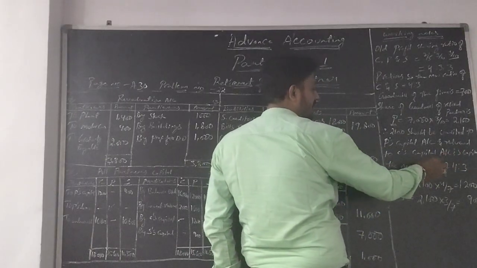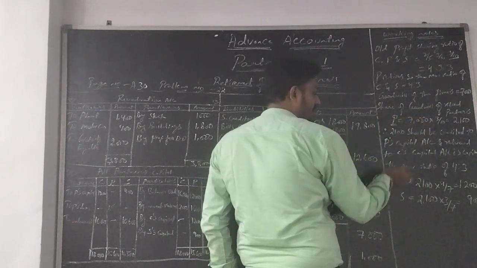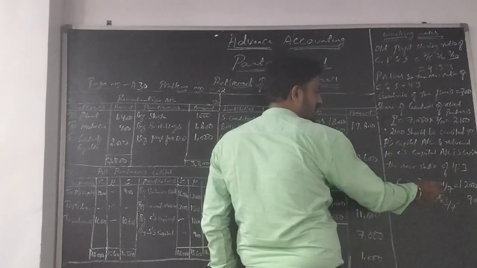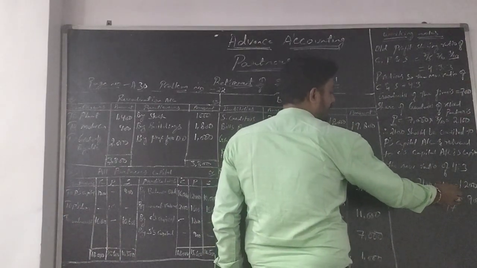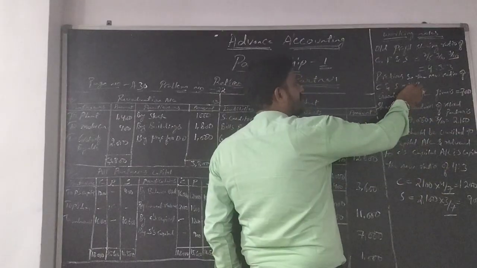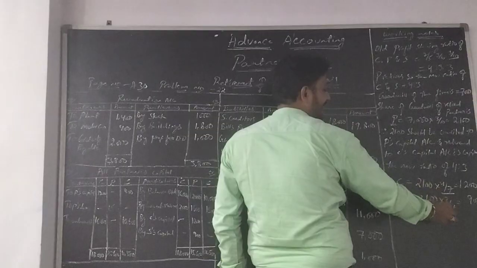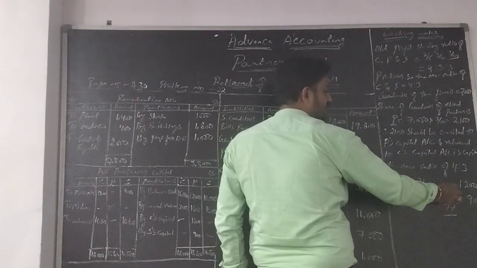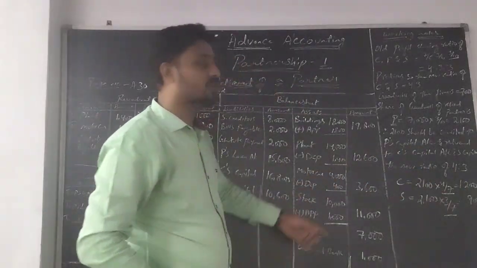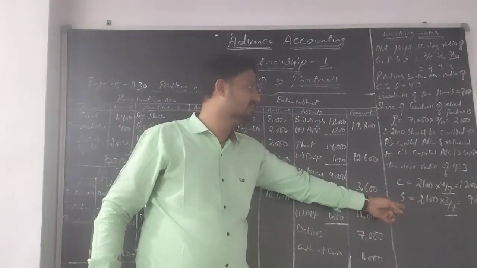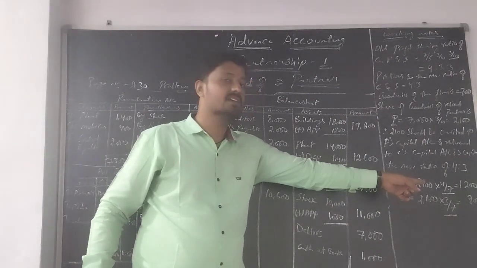So the new sharing ratio is 4:3. As per this sharing ratio, P's share is 2,100. Thus 2,100 is going to be distributed by 4 by 7 and 3 by 7. Where do we find this 4 by 7 and 3 by 7? Here: 3 plus 4 is 7. So like that, 4 by 7 and 3 by 7. The shares are 1,200 as well as 900. So this is the goodwill calculated here: C's share is 1,200 and S's share is 900.